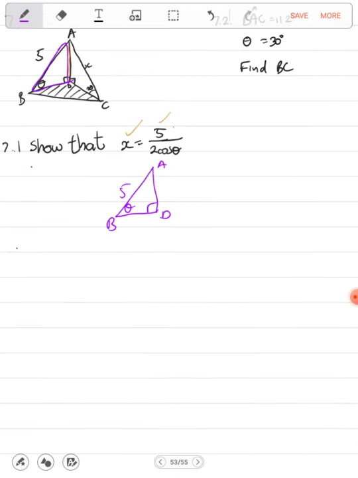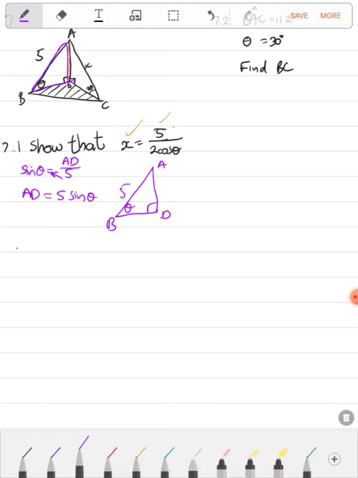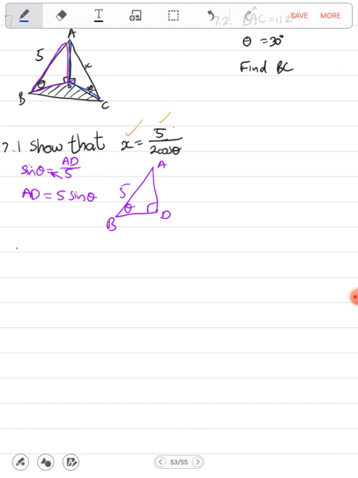And the best one to use is sine because I want to involve the AD. So sine of theta will be equal to the opposite, AD, over hypotenuse 5. And now that leaves me cross multiplying across this way. I will have that AD becomes equal to 5 sine theta. Right, so far so good. Now we shall take another color and go to the next triangle, ADC, right angle triangle involving our x. So I shall draw the triangle first and then work with it.